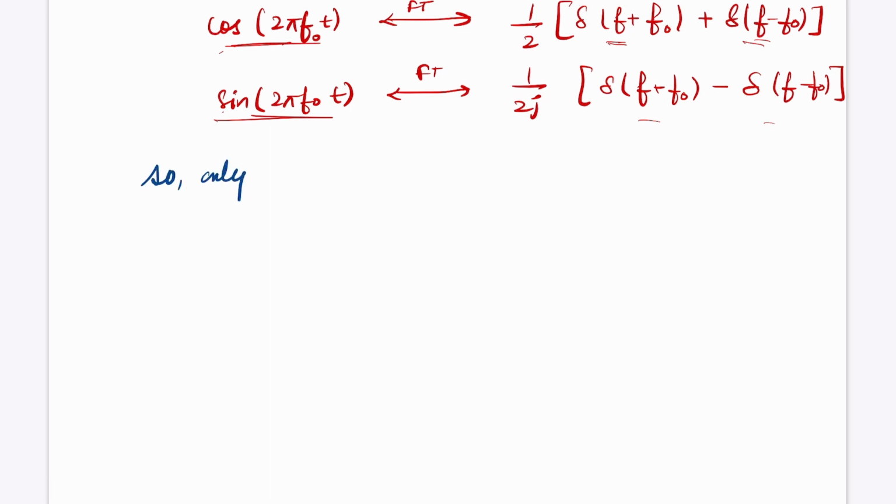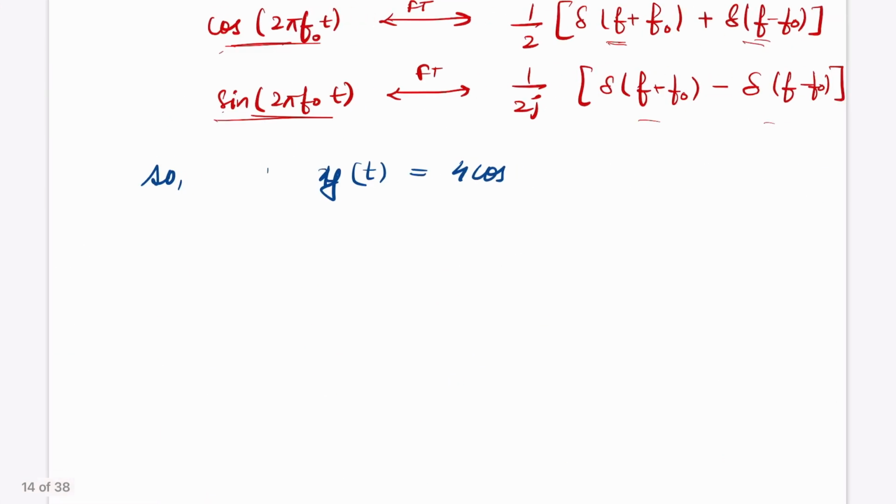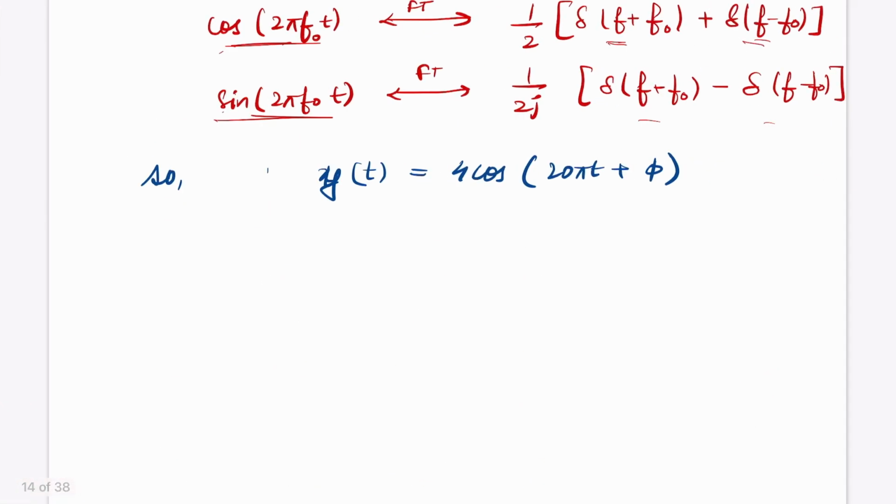So only a first wave will pass, so yt will become equal to 4 cos 20 pi t plus some phase. The amplitude is divided by 2 only. The phase will of course change because of the argument given to us, which will be pi by 4 minus 20 degrees.